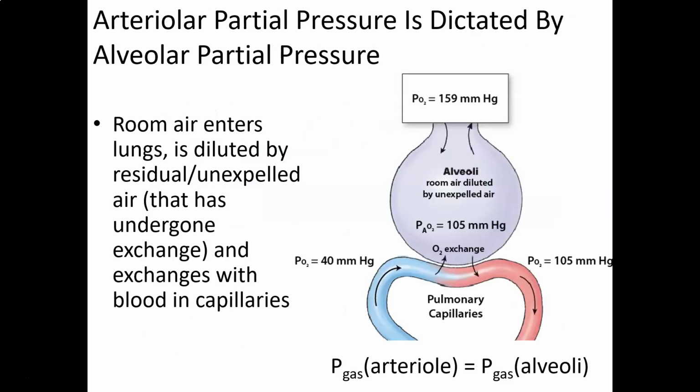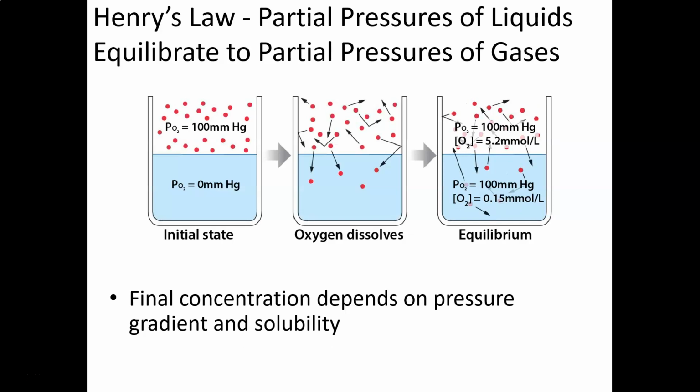Well, I might as well talk about it since they're here. So one of the things, though, in terms of Henry's law, is just because the partial pressure is the same doesn't mean the amount of that substance is the same. So here's a good example of that. The partial pressure of oxygen in the room air, in this case, is 100 millimeters of mercury. And the partial pressure of oxygen in the solution is 100 millimeters of mercury. But the actual concentration of oxygen is much, much less in the water.